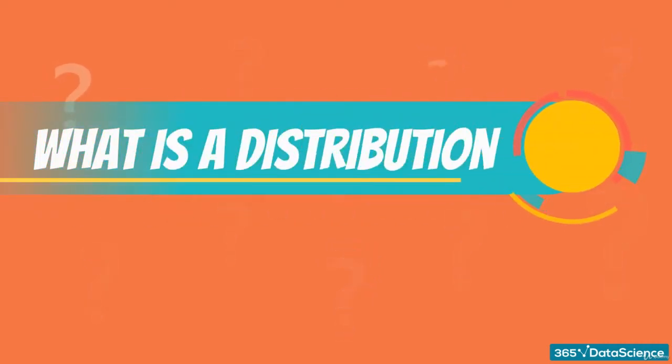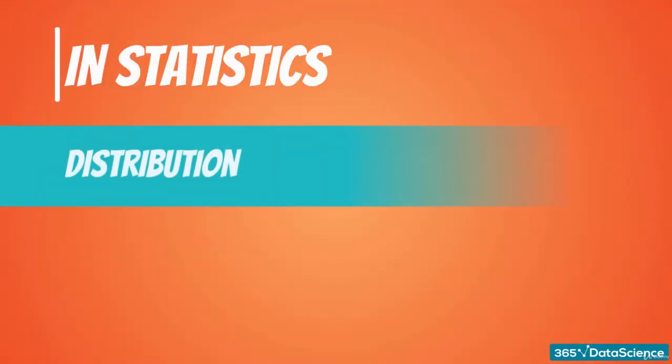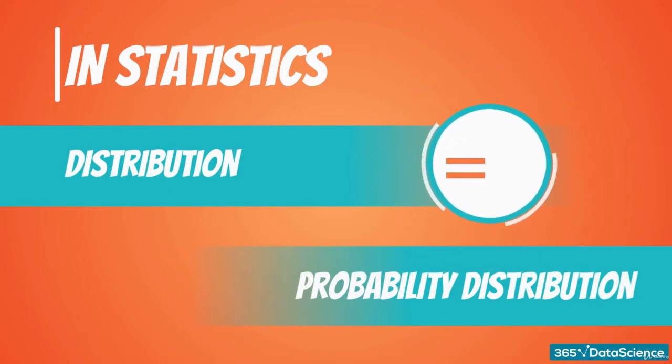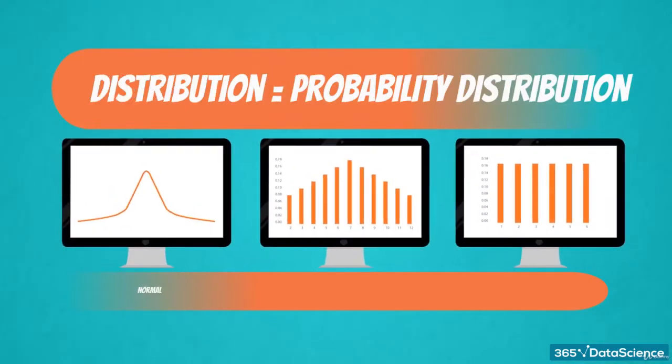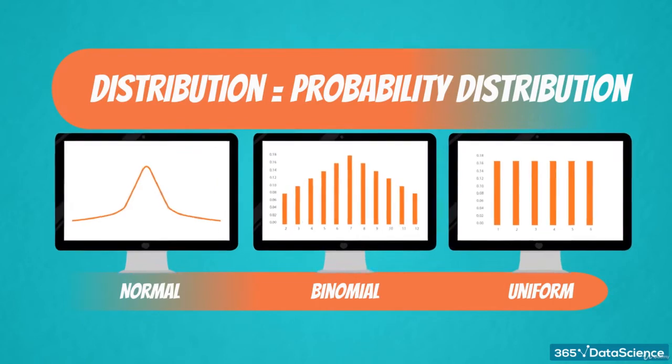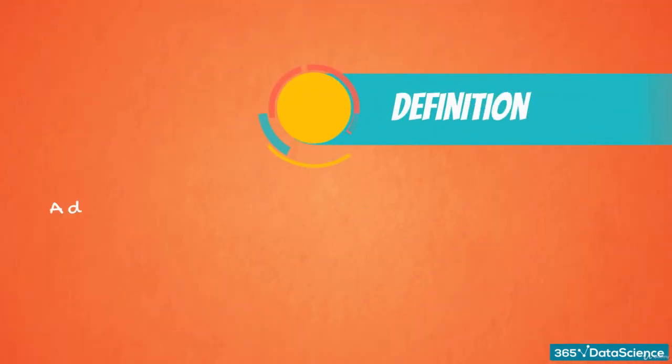Before we can talk about testing, we have to learn what a distribution is. And in this lesson, we'll do just that. In statistics, when we use the term distribution, we usually mean a probability distribution. Good examples are the normal distribution, the binomial distribution, and the uniform distribution. All right, let's start with the definition.